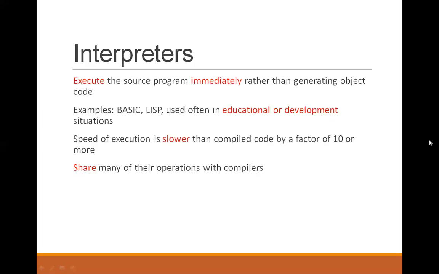Now there are several other programs that work together with a compiler. For example, as I was telling you, there is another language translator called interpreter. Languages like BASIC and LISP. LISP was a list processing language which was used for artificial intelligence programming. They used interpreter.